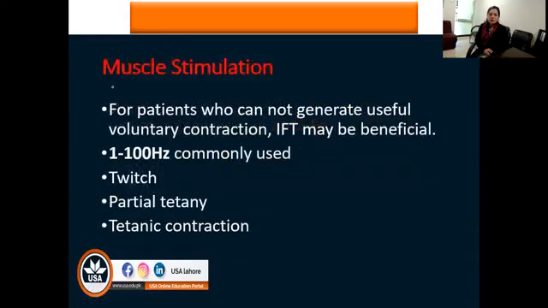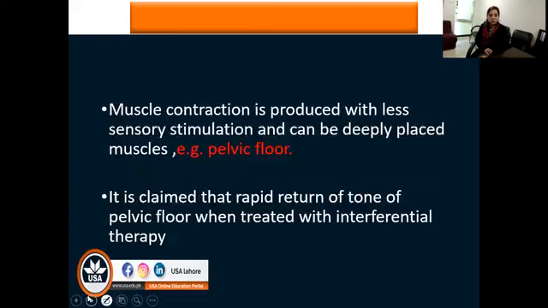The next is about muscle stimulation. For the people who can't generate useful voluntary contraction, interferential current therapy may prove beneficial. Like 1 to 100 hertz is commonly used for this purpose to produce twitches, partial tetany, or tetany contractions according to the requirement.